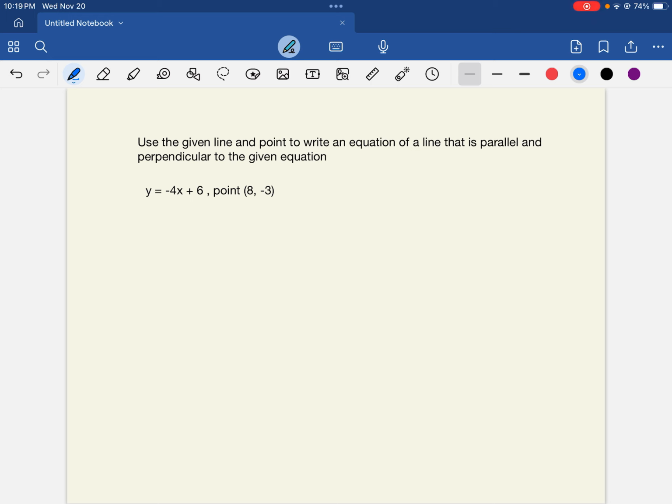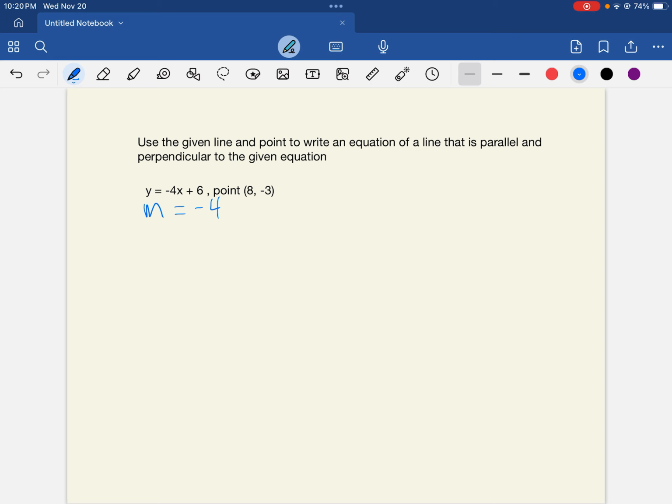So before we get started, the first thing we want to do is identify what our original slope is. The number in front of our x is negative 4. So I would write down, my original slope is negative 4. For a parallel line, which is what we'll do first, the slopes are the same. This is what ensures that your lines never cross. They're rising and running at the same rate.